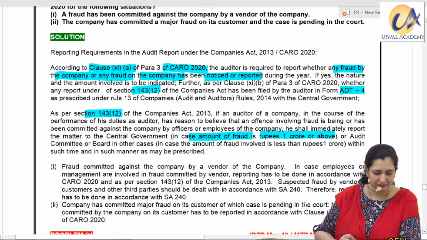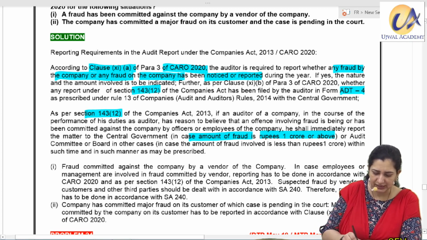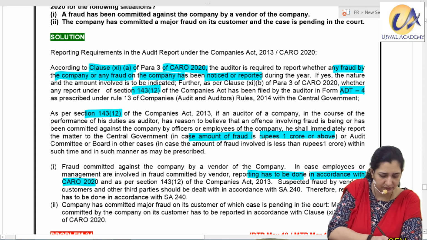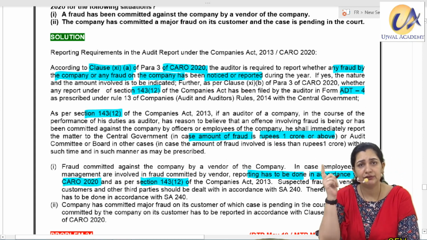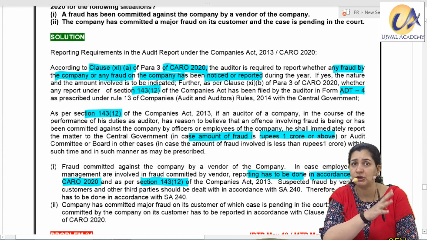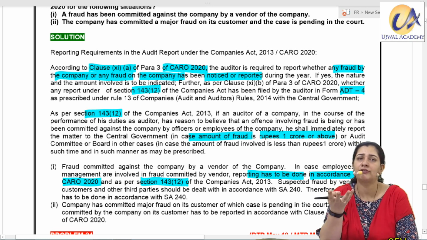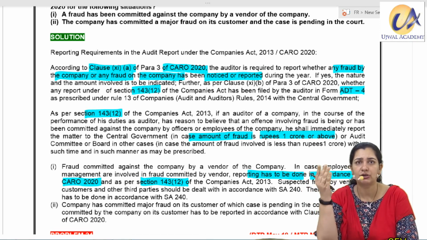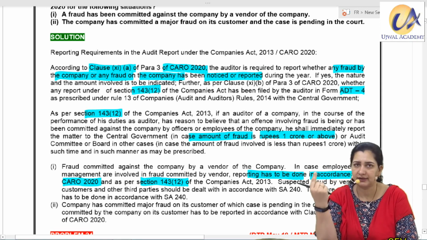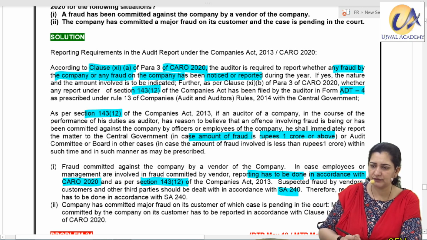So the first one, fraud committed by the vendor. Yes, reporting has to be done in accordance with CARO 2020 and as per 143(12). If the fraud is less than 1 crore, remember we go to the audit committee to report. If you don't have an audit committee, we report to the board of directors. And above 1 crore, we go to the central government. So we have to see that 143(12). SA 240 also we need to mention here.